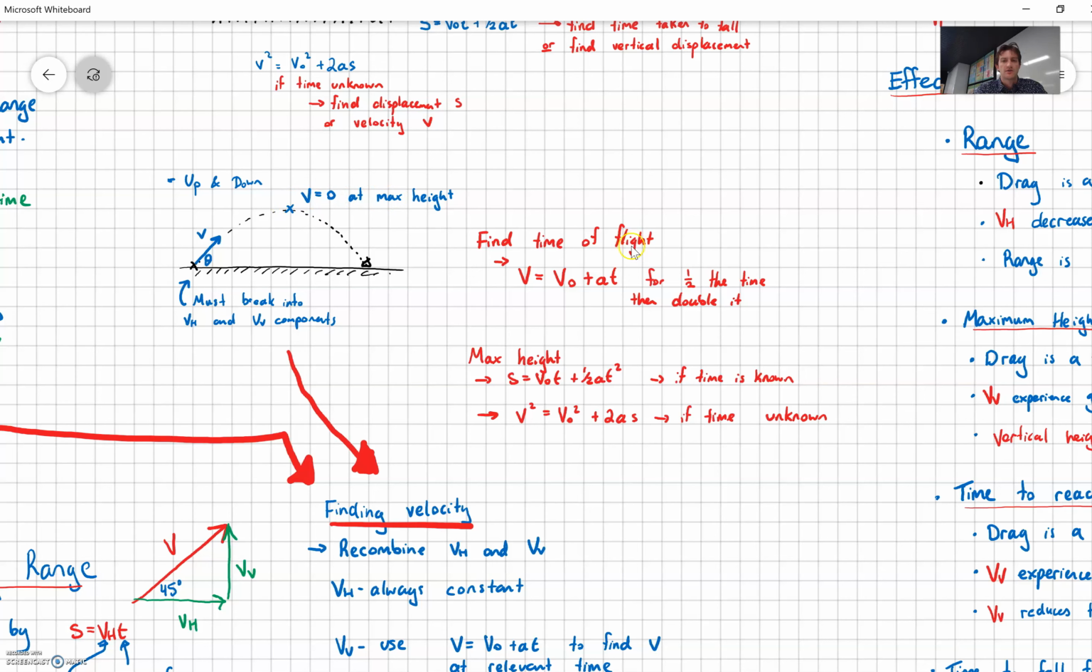So we can find the time of flight by using this equation here, with that first term there being 0, and rearrange it to find the time, and that's the time taken to get up to its maximum height, and then we just double it to find the total time because it's a symmetrical situation. A lot of problems also look at finding the maximum height, and we can use this equation here if we know the time, because that's already arranged to find a displacement, or we could use this one here and rearrange for s if we don't actually know what the time is yet.